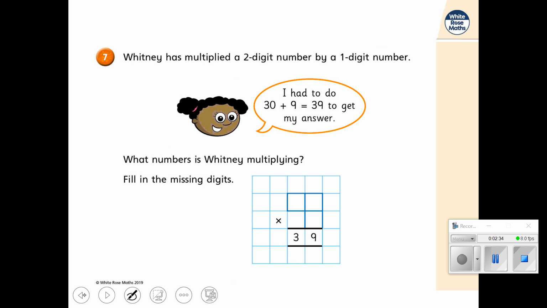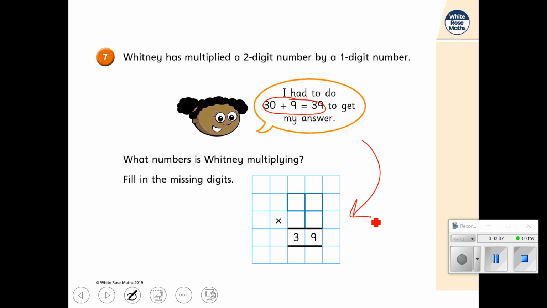Now, this next question got me thinking a bit. Some of the information is a little bit misleading. Whitney has multiplied a 2-digit number by a 1-digit number, and she had to do 30 add 9 equals 39 to get her answer. We've got to work out what the original number is. But if you come below to here, you'll see a column multiplication has been written out for you to complete. I'm going to use that to help me work out my missing number.